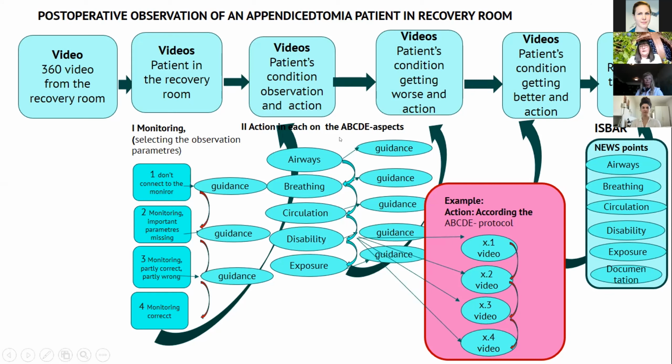And here are some different aspects that the student should follow, and these are airways, breathing, circulation, disability, and exposure. And all of these the student should perform correctly. And here is a picture of how these different actions should be done, and each of these phases contains different steps.